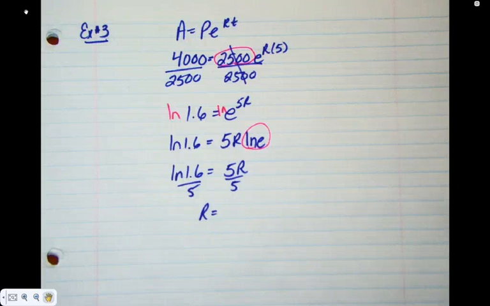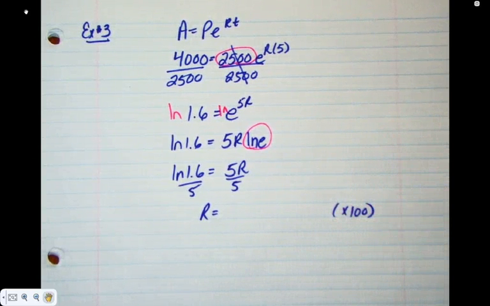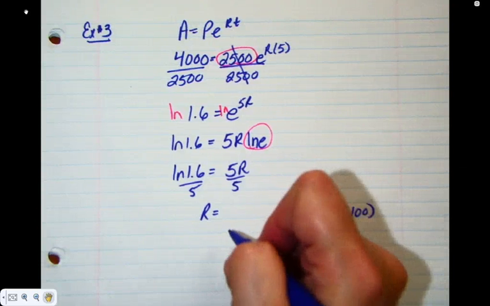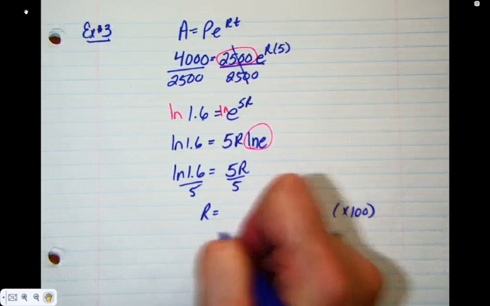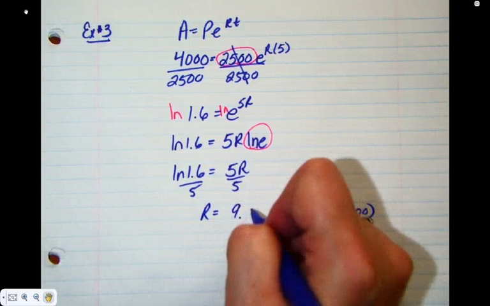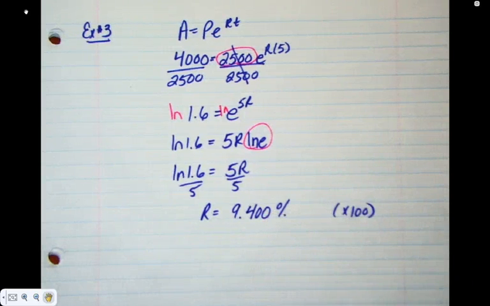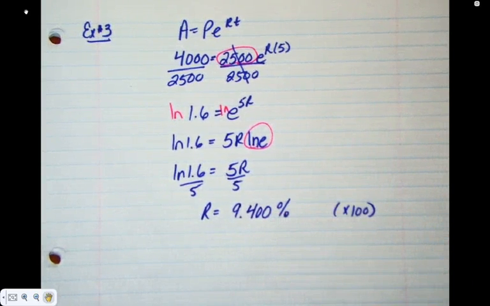And now that's a decimal, so what do we need to do to get the percent back? Multiply by 100. So I'll just put that in brackets. We're going to times by 100 to get the percent back. 3 decimal places, unless the question specifies otherwise. 9.400. Confirm?